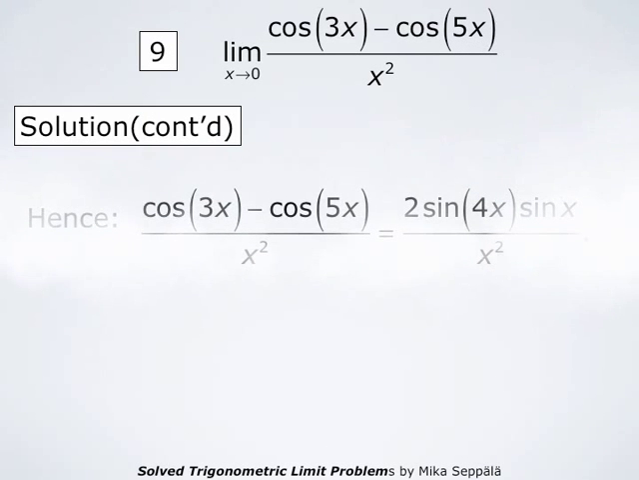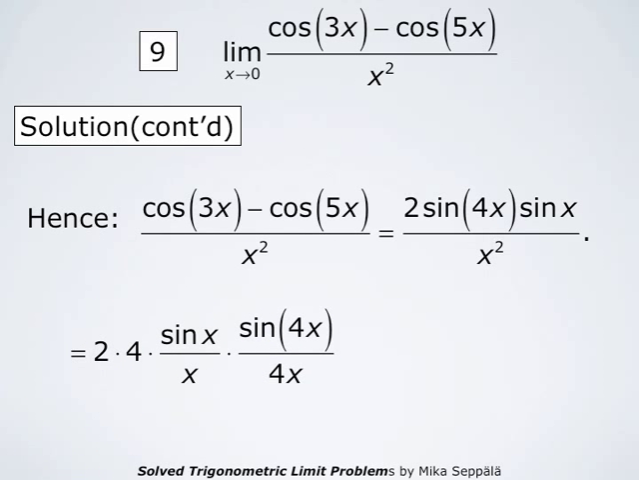So we conclude that (cos 3x − cos 5x) / x² is 2 sin 4x sin x / x². And this can be regrouped. It is the same as 2 times 4 times (sin x / x) times (sin 4x / 4x). The additional factor 4 appeared here because we wanted to rewrite so that the denominator of sin 4x becomes also 4x.